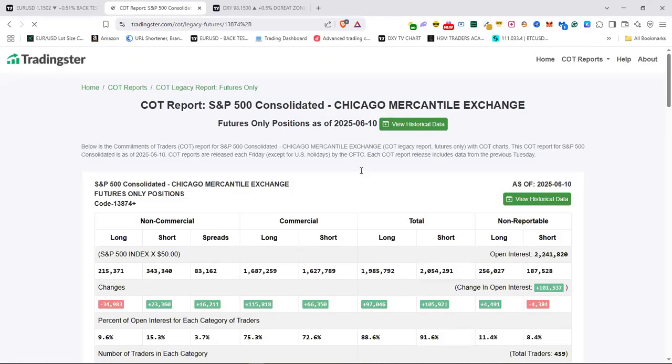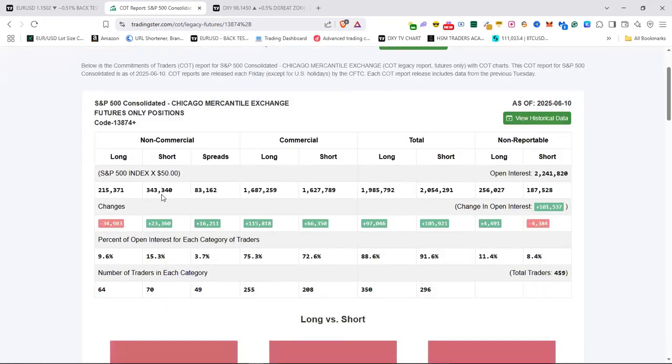Let's look at that together, okay? So S&P 500 as of today, the data that covers last week, what are they doing? Are they increasing their long or are they decreasing their short? Now, for non-commercial, which is actually the smart money, they are decreasing their long by 215,375, and they are increasing their short by 343,340. The smart money themselves, the portfolio managers, the hedge fund managers.